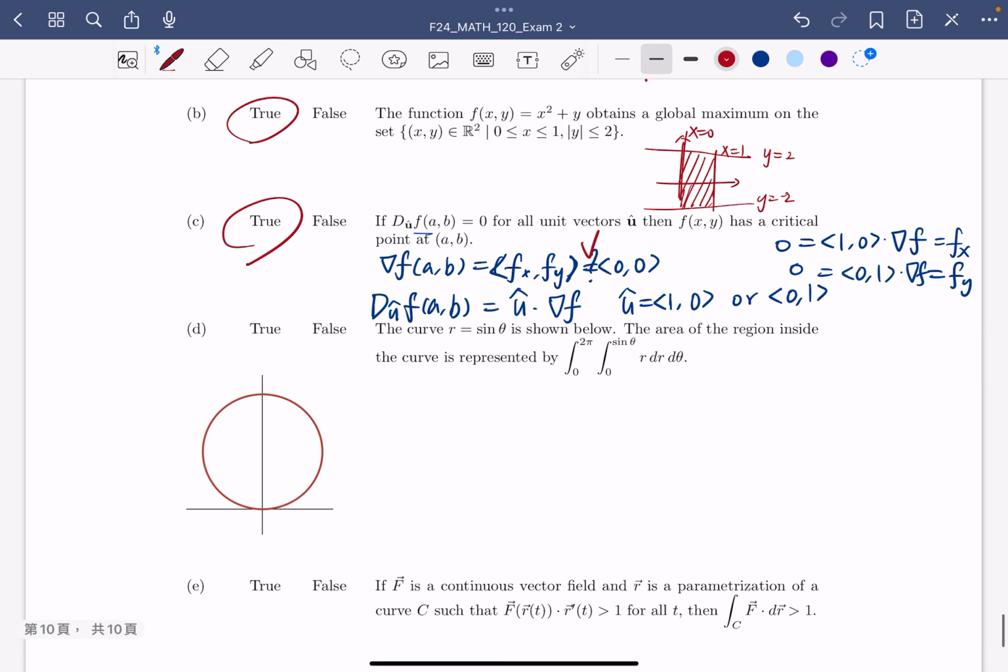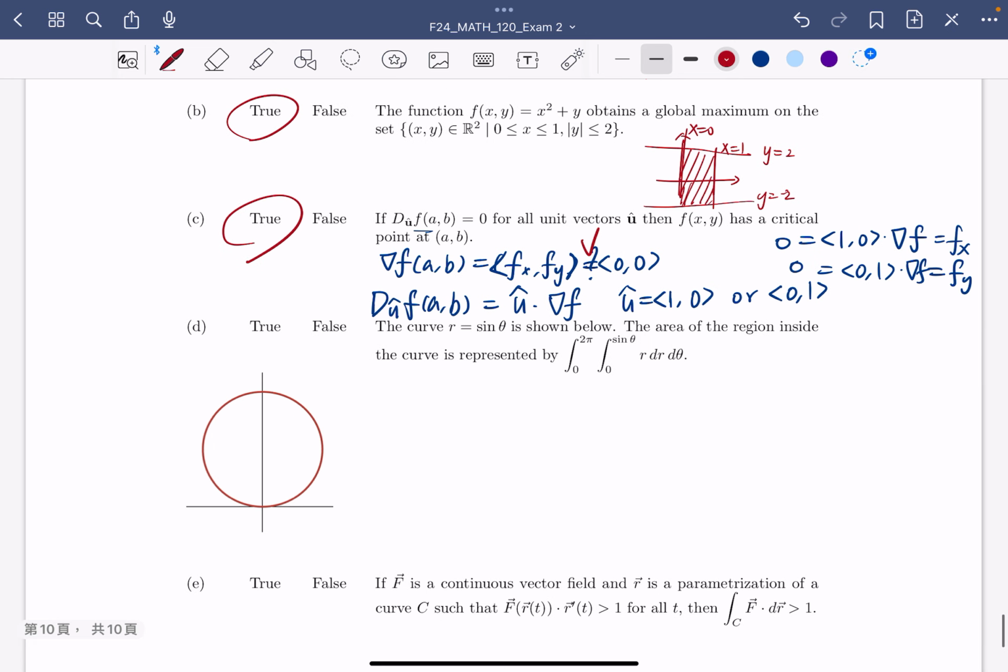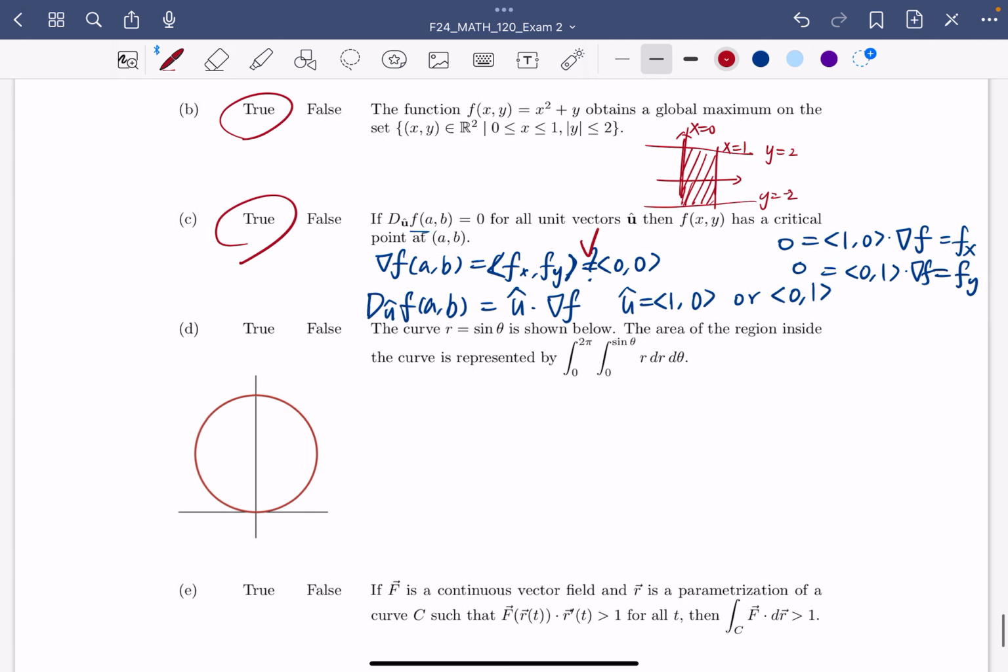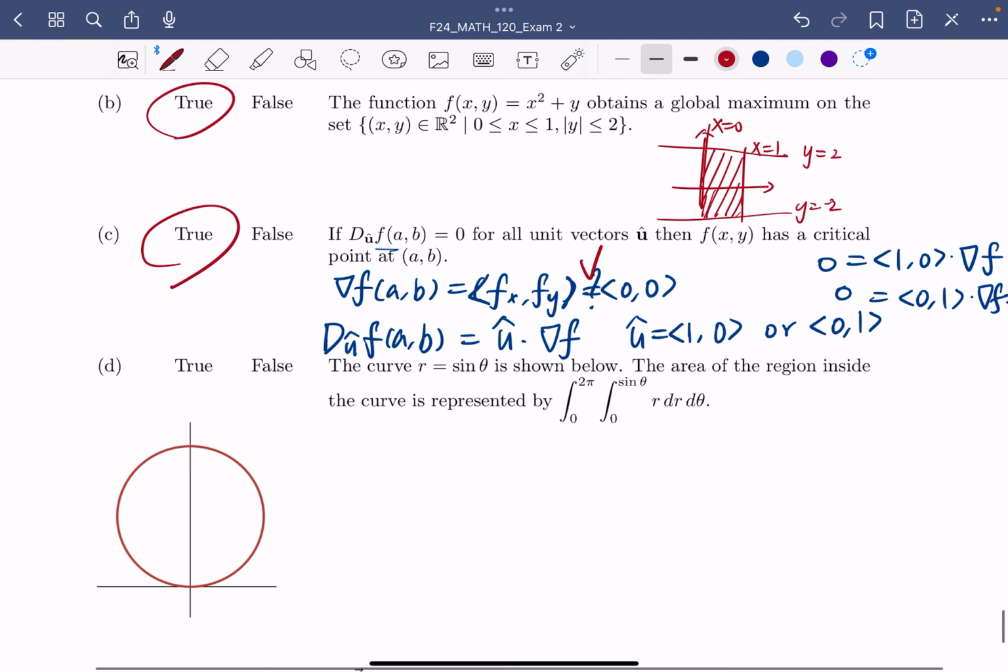Okay. The curve for D, the curve is shown below. It doesn't specify where theta lies, but we can see directly that it has to lie from 0 to pi in order for this expression to make sense, right? Because the radius is always non-negative.